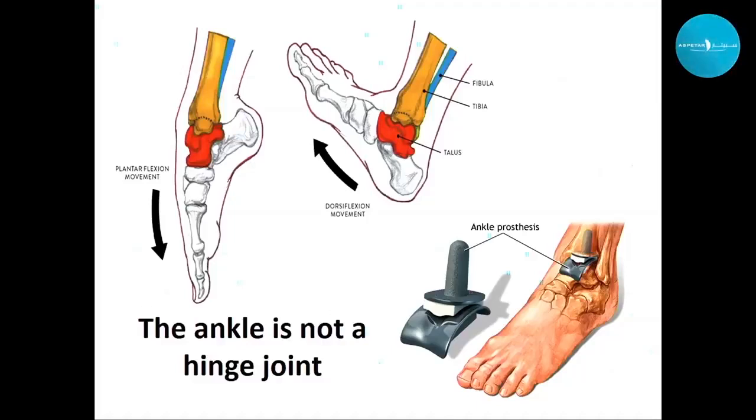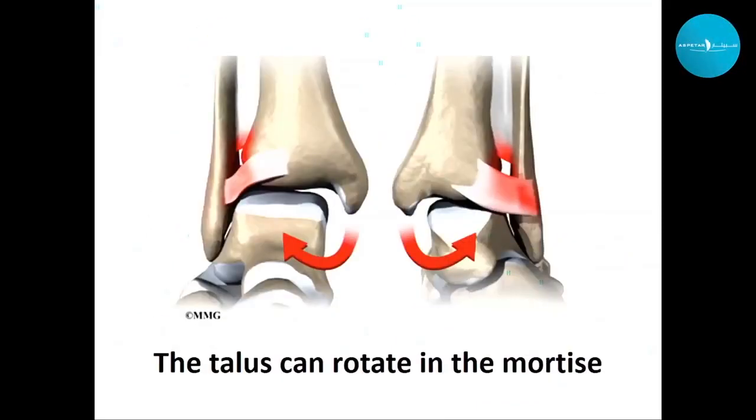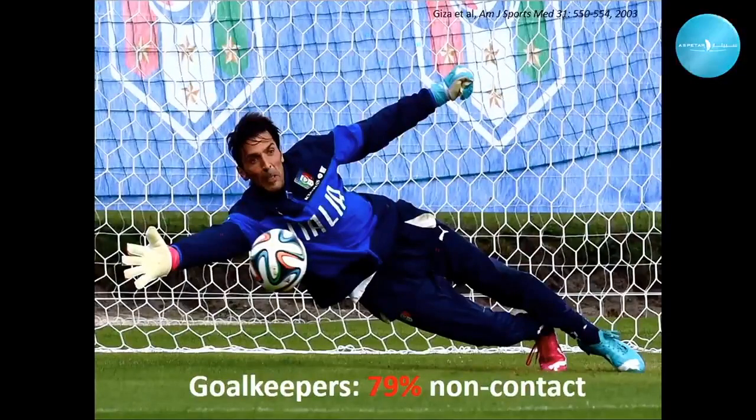And if you look at the ankle prosthesis, you might be forgiven for thinking that it is a simple hinge joint. But the reality is that the talus can rotate in the mortise, and this is where the syndesmosis is at risk. So the reason this is important is that we know the mechanism of injury in football is different from that in the general population.